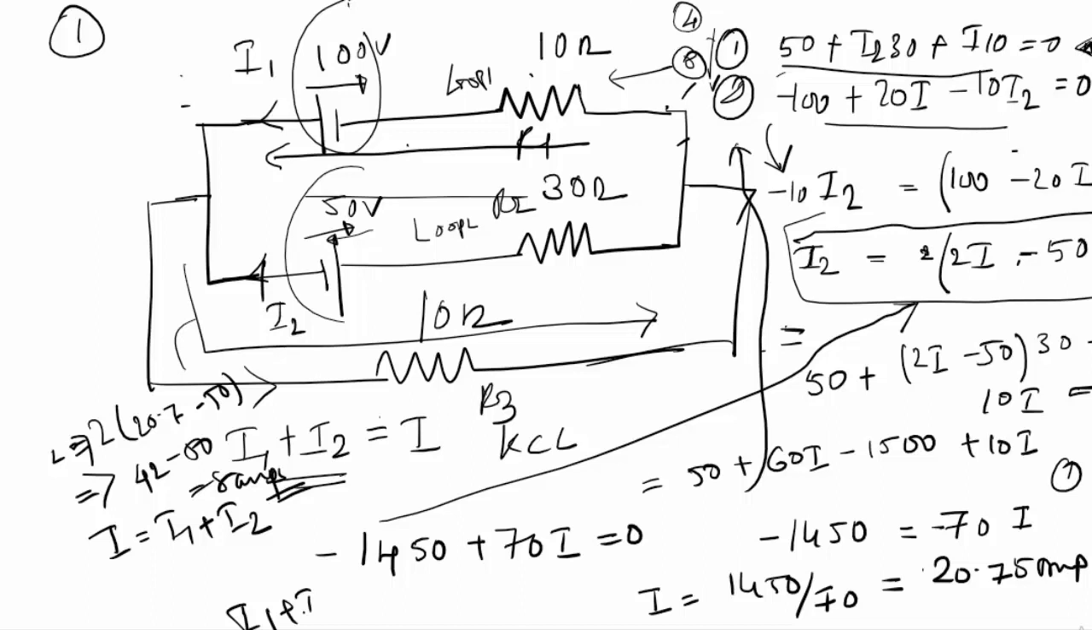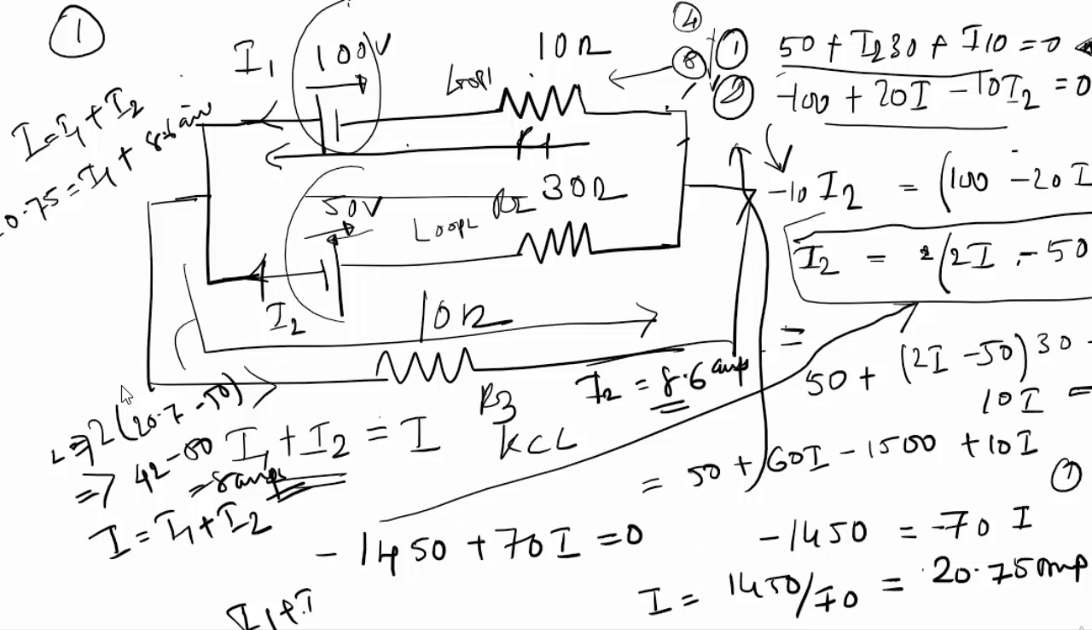just wait a second. The correct value of I2 is close to 8.6 amperes. So this is my value of I2. So my I equals I1 plus I2. So my value of I is 20.75, which is equal to I1 plus 8.6 amperes.